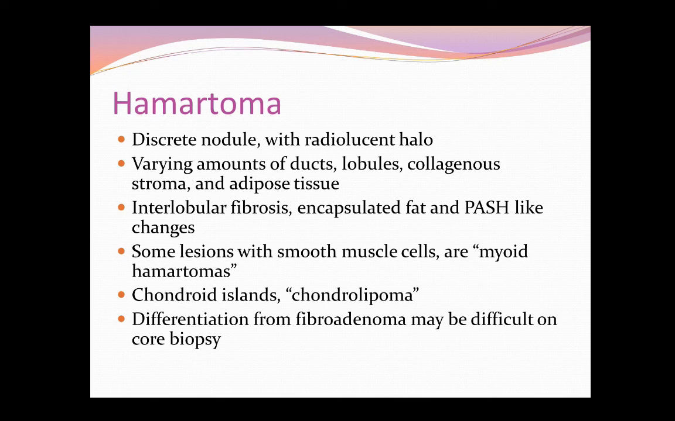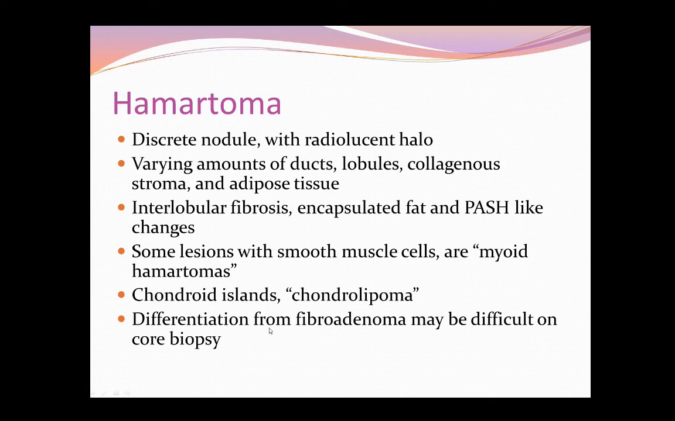And these components can be regularly arranged, or they can have a haphazard arrangement. So if there is more stroma, it looks just like a normal breast. If there is more adipose tissue, it would resemble a lipoma. They also have interlobular fibrosis, can have entrapped fat, and it's common to find PASH-like changes, pseudoangiomatous stromal hyperplasia-like changes, in the hamartoma. Some of these lesions can have smooth muscle differentiation. These are called myoid hamartomas. They also can have chondroid islands, and then they are called chondrolipoma.